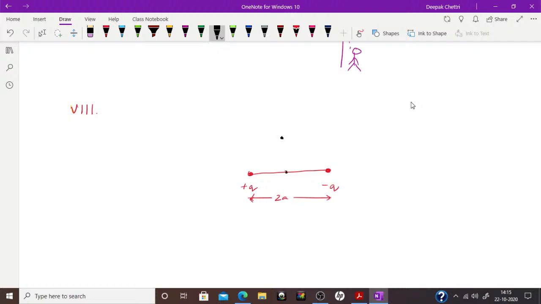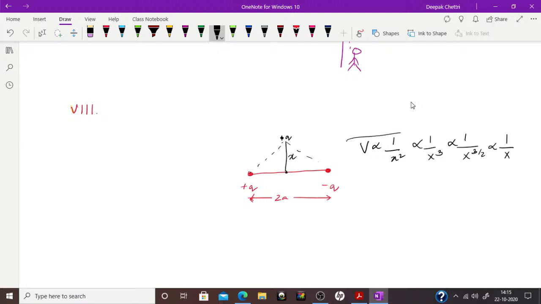Let us say this is the midpoint, and I keep another charge here at a distance of x from the midpoint. What will be the potential at this point? I mean, on what will it depend? Will it depend on 1 by x square? Will it depend on 1 by x cube? Will it depend on 1 by x to the power 3 by 2? Will it depend on 1 by x? That is the question they are asking.